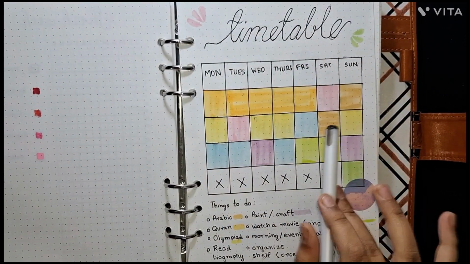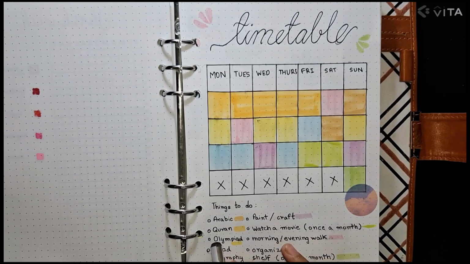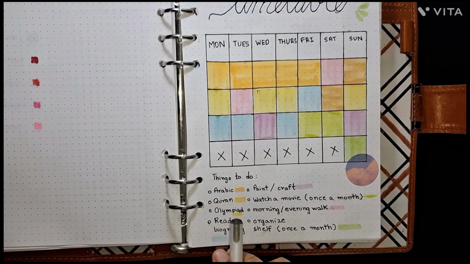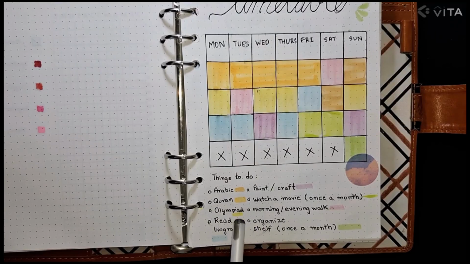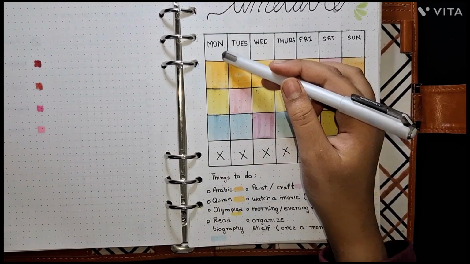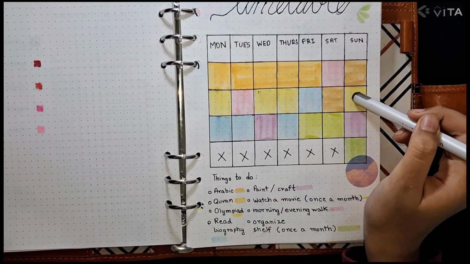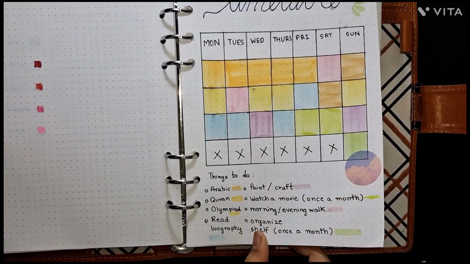Then a timetable. So suppose I need to study for Olympiads and the color is yellow. So I just colored a box below that day so that I just have to keep track that I have to study Olympiad on that day. There's no specific time, but it's just that I have to get that done.